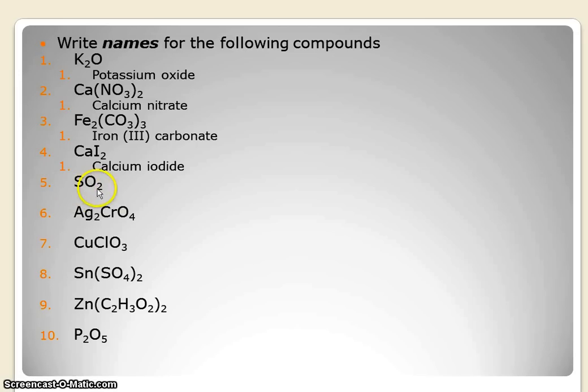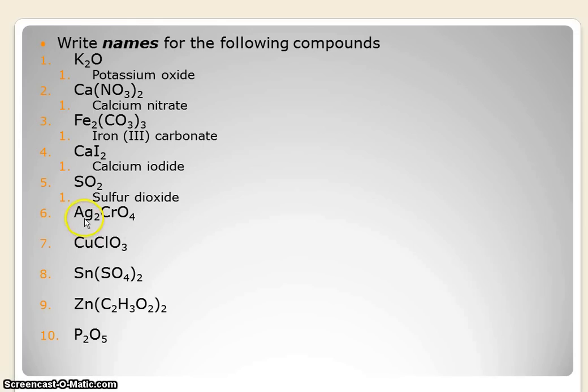Next compound, SO2. First question we ask ourselves, is the first element a metal? And in this case we see, no, it is not a metal. We know it's not an ionic compound, it is a molecular compound. We're going to use the prefix system. This compound is called sulfur dioxide.